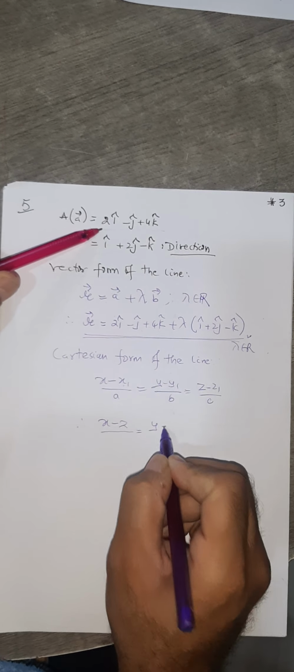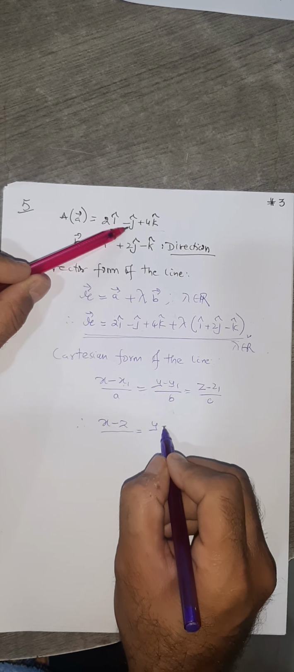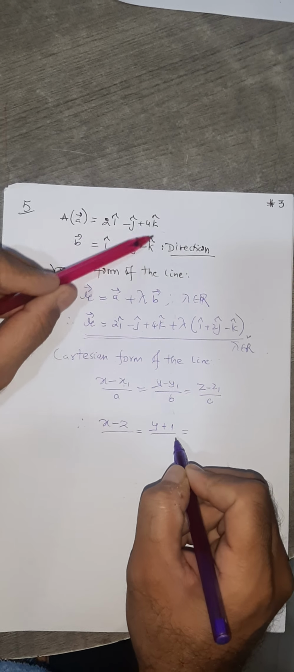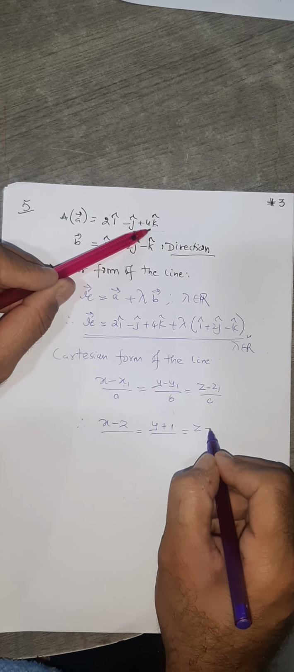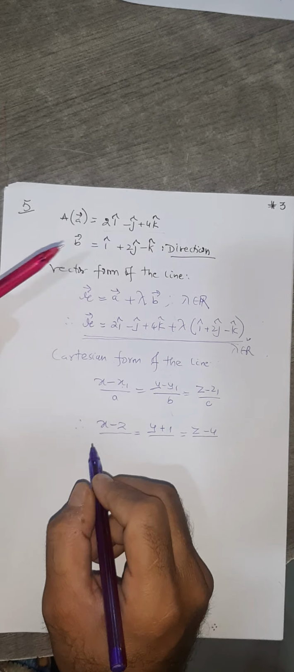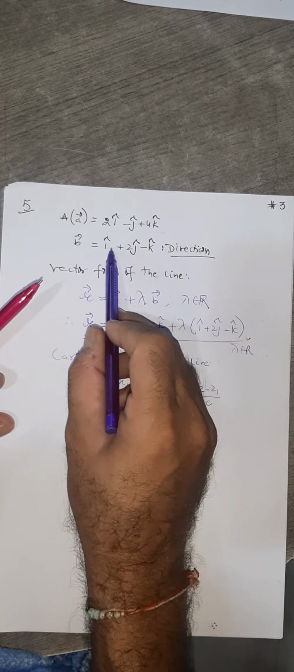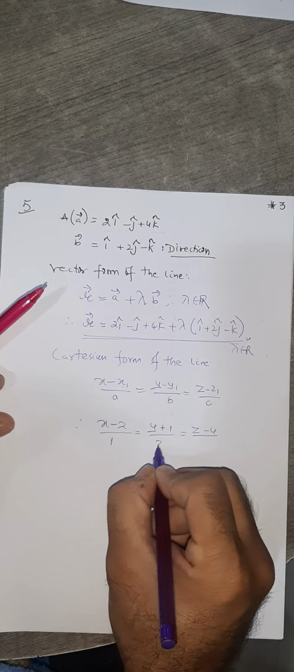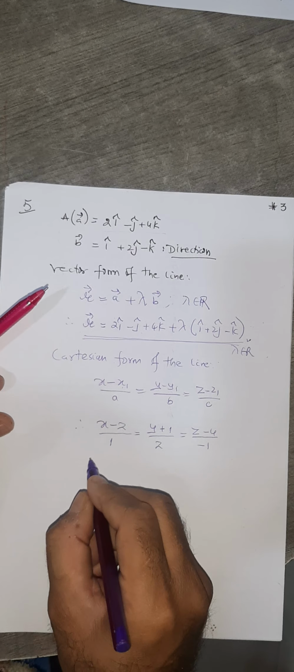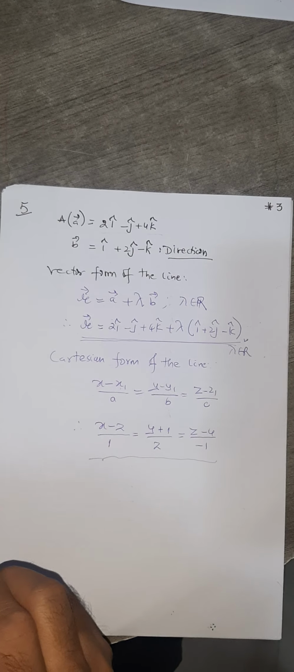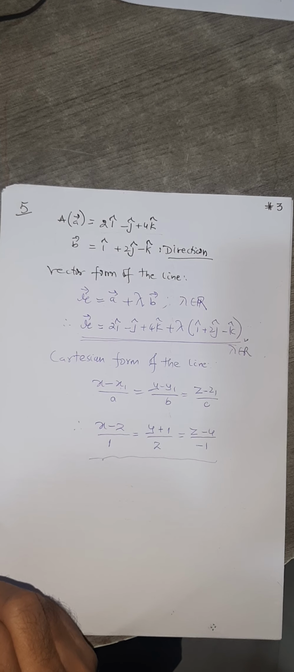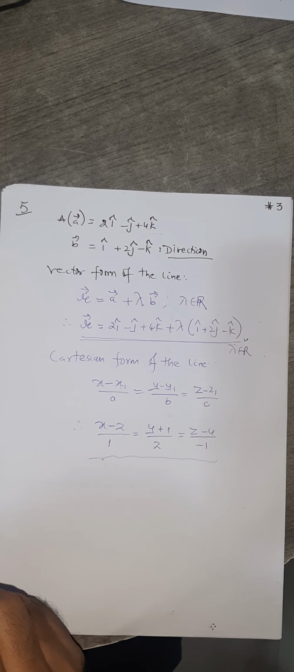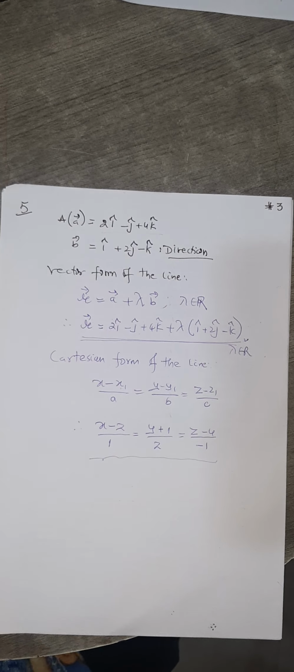equals y minus y1. What is y1? That's minus 1, so this will be y plus 1, equals z minus z1. What's that? That's 4. Upon a, b, c, the components of the direction, which are 1, 2, minus 1. So here I have 1, here I have 2, and here I have minus 1. This is the Cartesian form of the line through the given fixed point and having direction i cap plus 2j cap minus k cap.